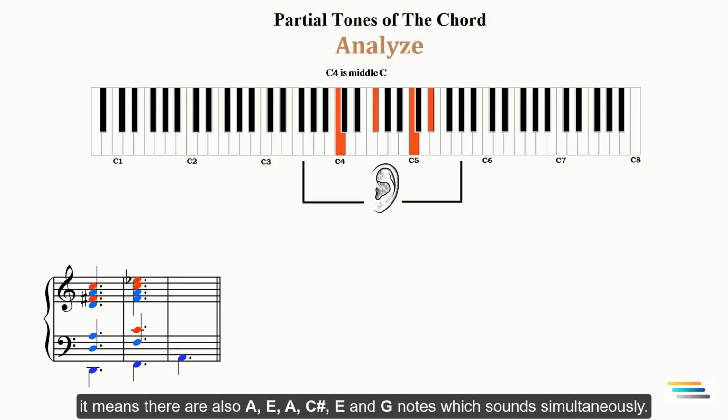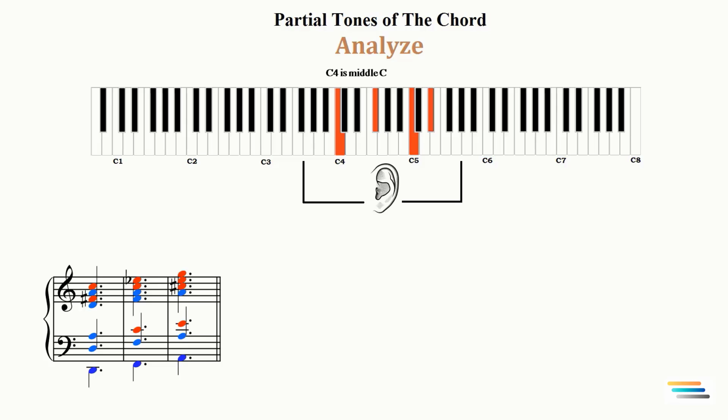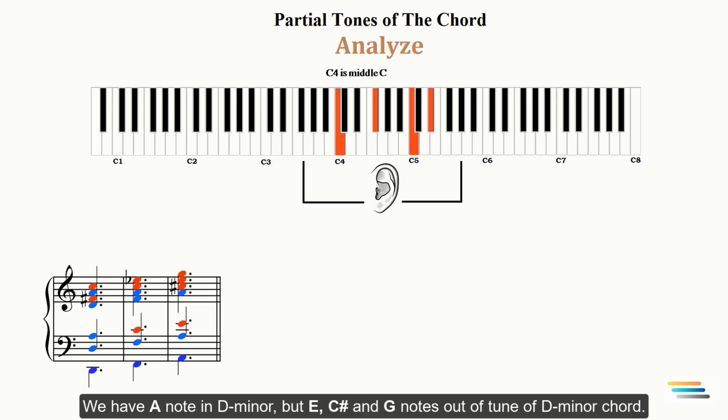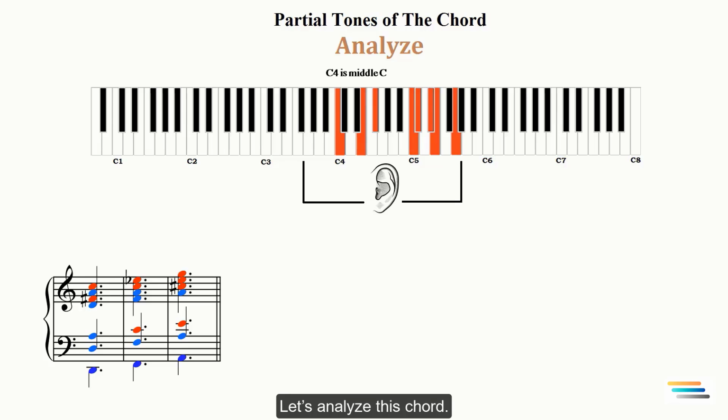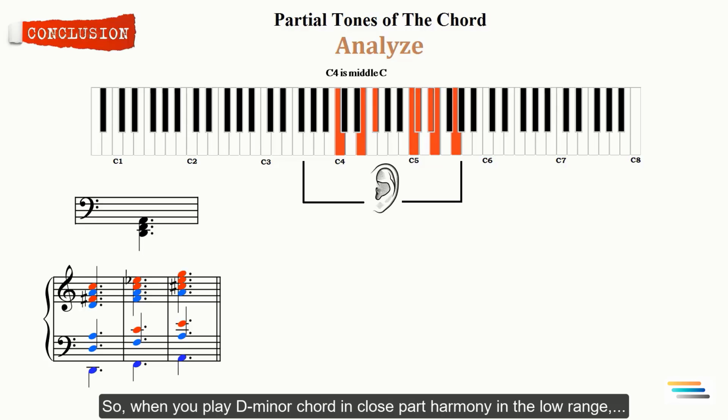When we play A2, it means there are also A, C sharp, E and G notes which sound simultaneously. We have the A note in D minor, but E, C sharp and G notes are out of tune with the D minor chord. Let's analyze this chord. Conclusion. So, when you play a D minor chord in closed position harmony in the low range, you should know that C, C sharp, E flat, E, F sharp and G notes will also sound, because these partials have a rich sound and are more audible. And these partials are in the approximate bass range of human hearing.